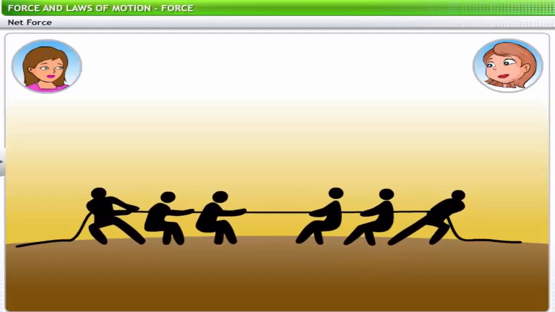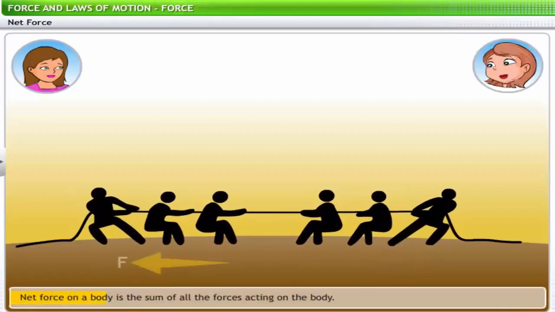Does that mean there will be no movement if forces are balanced? That's right. In such cases, because force is a vector, we must consider the result of the multiple forces acting on the body. This resultant force is called the net force. Net force is the sum of all the forces acting on the body. The magnitude and direction of the net force on the body depends on the magnitudes of the individual forces and their directions.